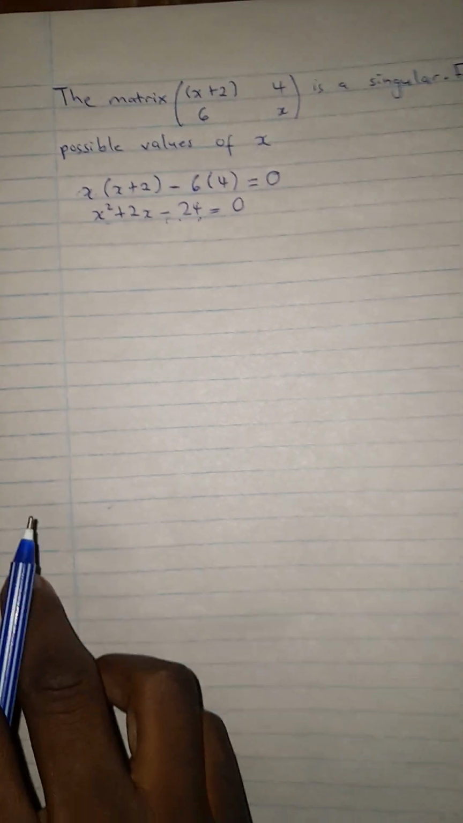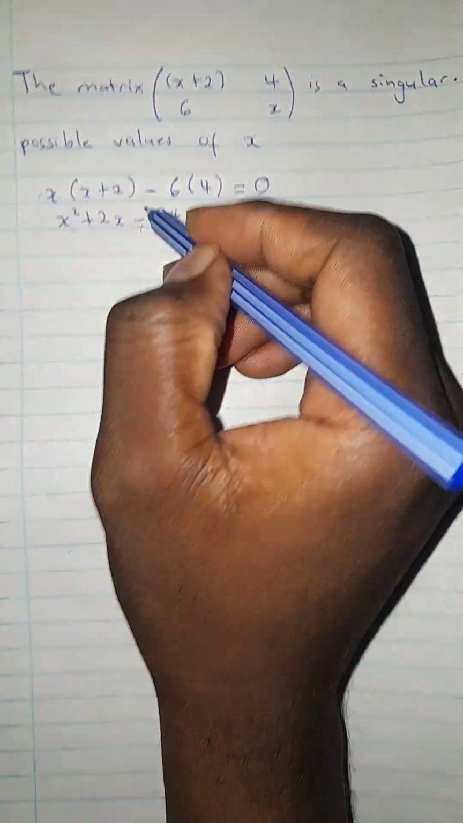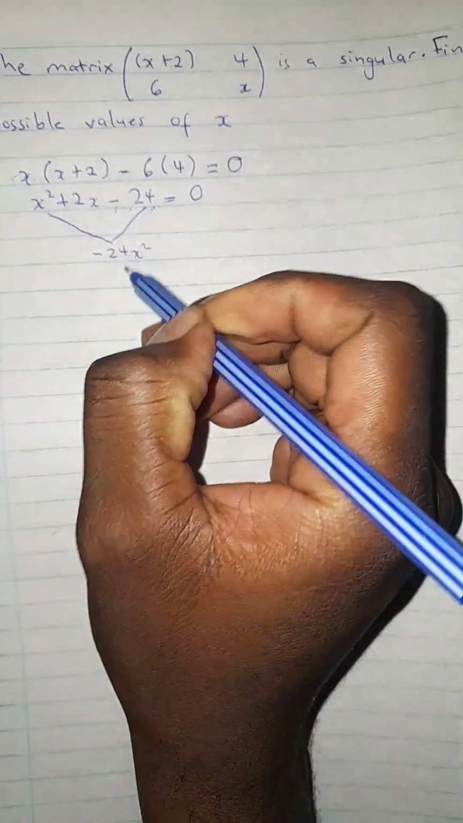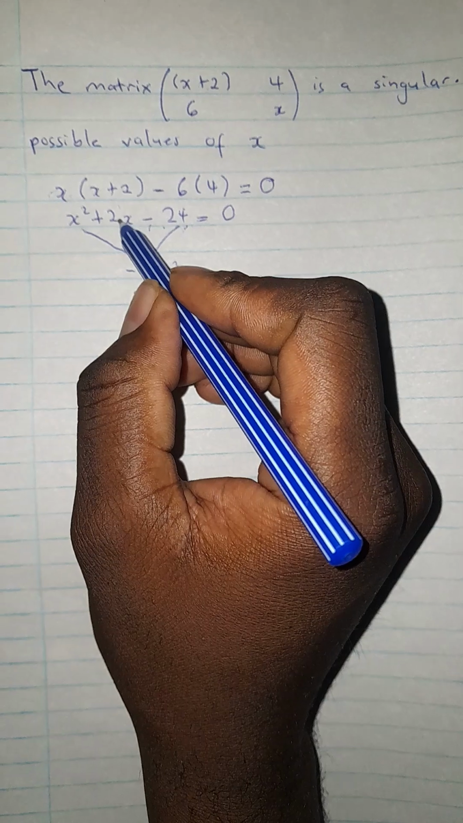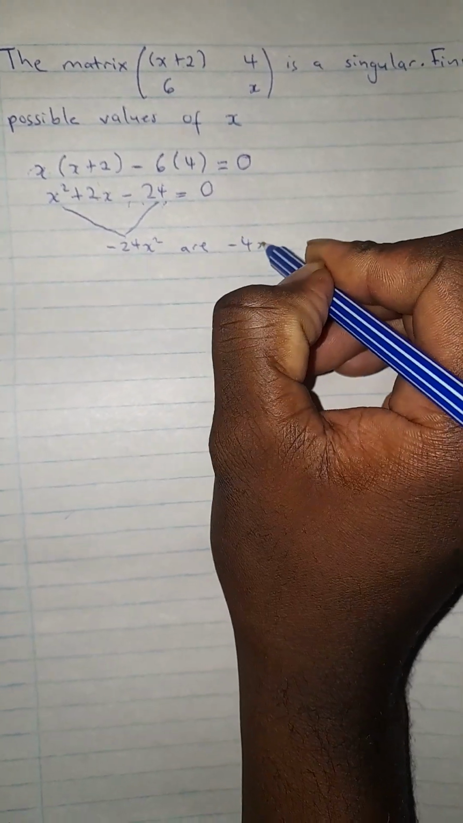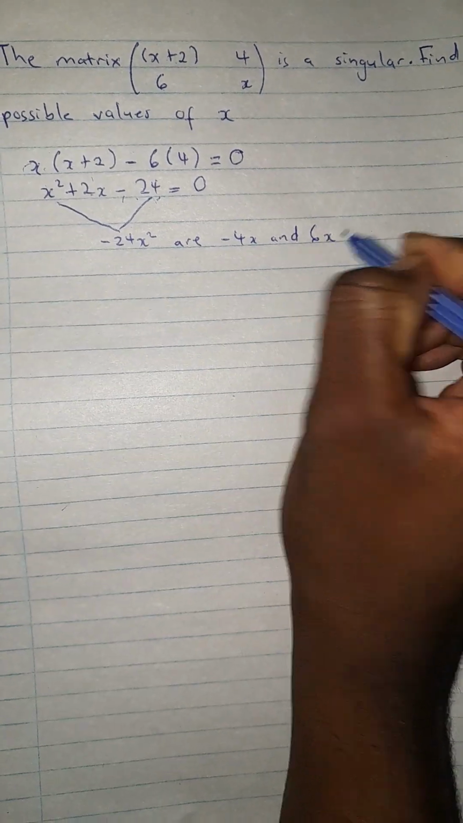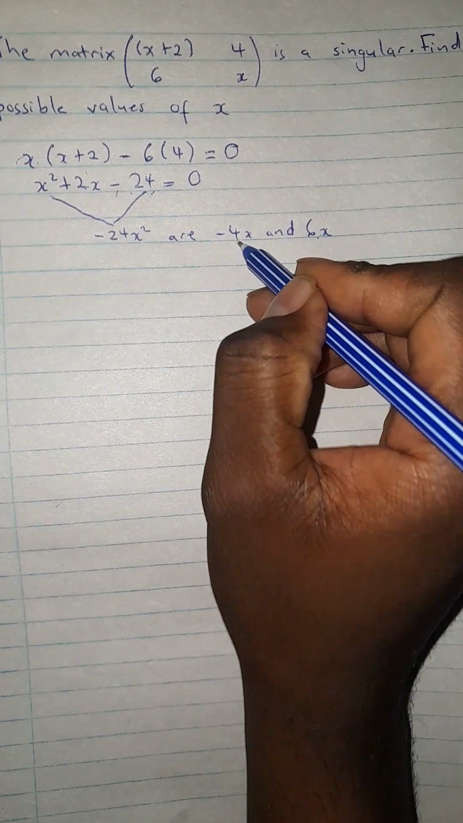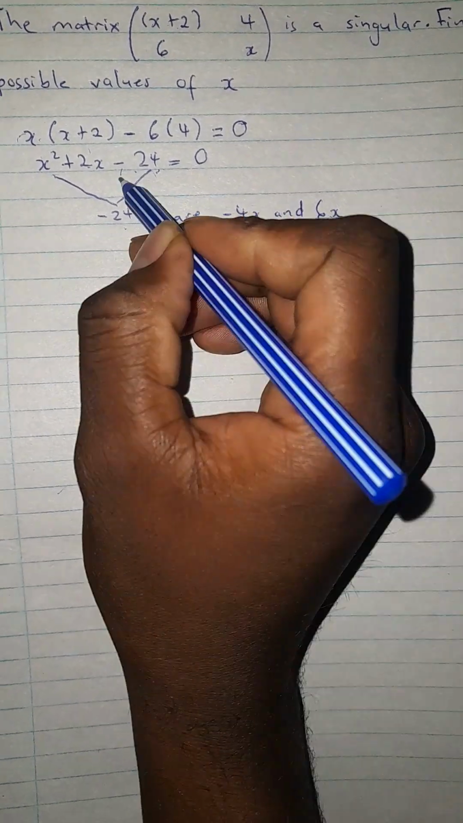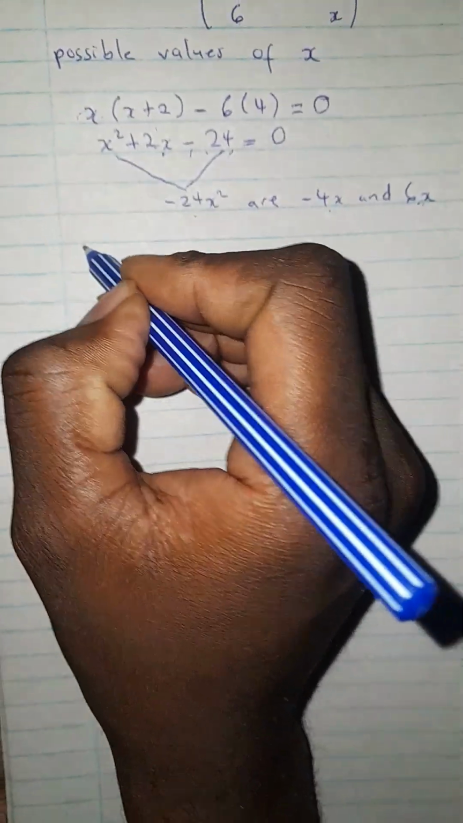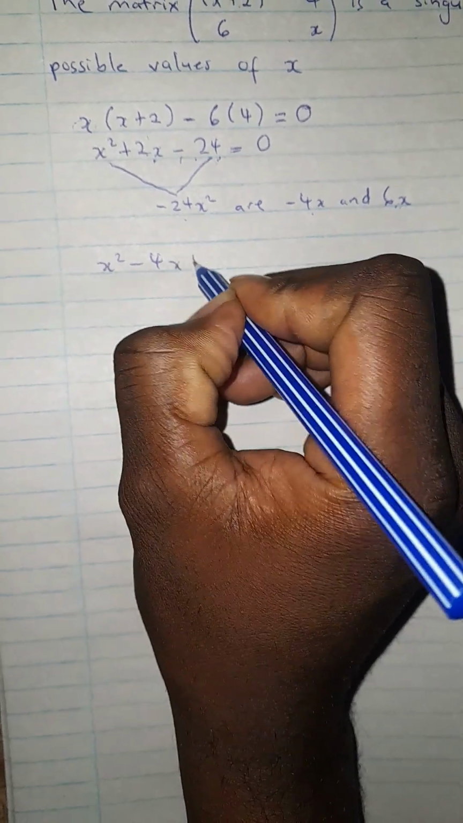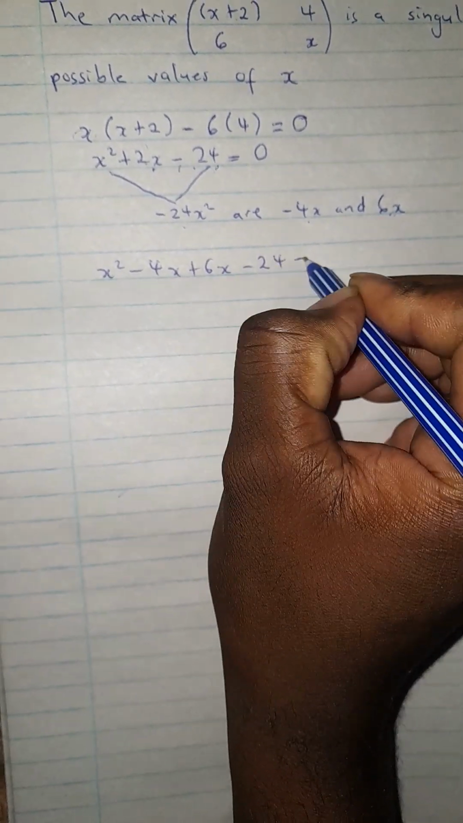So I want to find the two values that if I multiply them, I can get minus 24x squared, but if I add them, I'll get 2x. These two values are minus 4x and 6x. If I multiply 6x and minus 4x, I get minus 24x squared. If I add minus 4x plus 6x, I get 2x. So I'm going to work out my equation now. x squared minus 4x plus 6x minus 24 equal to 0.